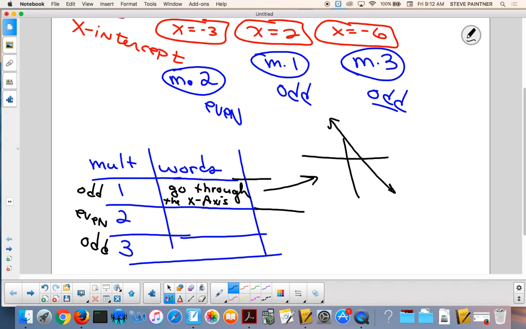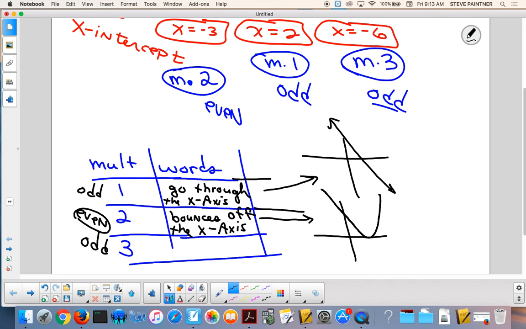But if you're even, then you're not going to go through. You're going to bounce. I'll just write bounces off the x-axis. What's the picture for this one? Well, just draw this. Your graph comes down, down, down, it hits the x-axis and bounces up, up, up. So that's what that means. Even multiplicity bounces, odd multiplicity goes through.